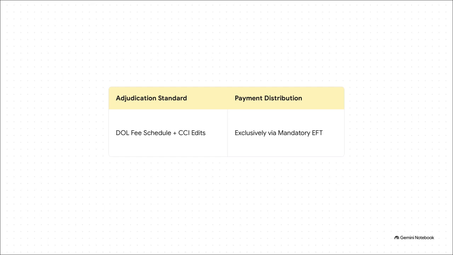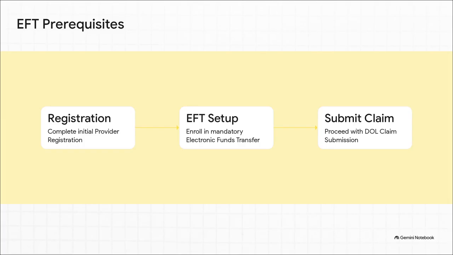And as for getting paid, payment distributions are issued exclusively through mandatory electronic funds transfer. No paper checks floating around here. So how does that actually impact your setup? Well, it's a strict 3-step sequence. Step 1, provider registration. Step 2, mandatory EFT enrollment. Step 3, DOL claim submission.